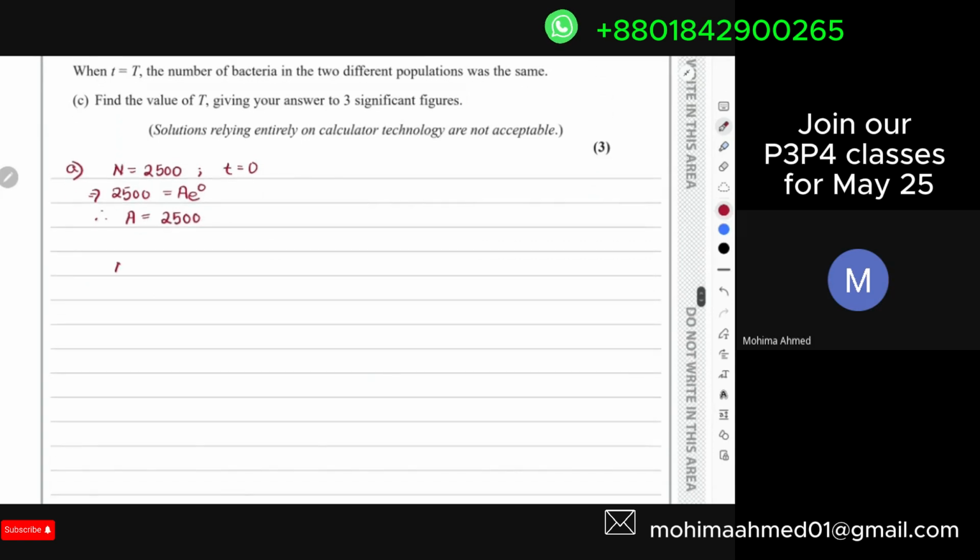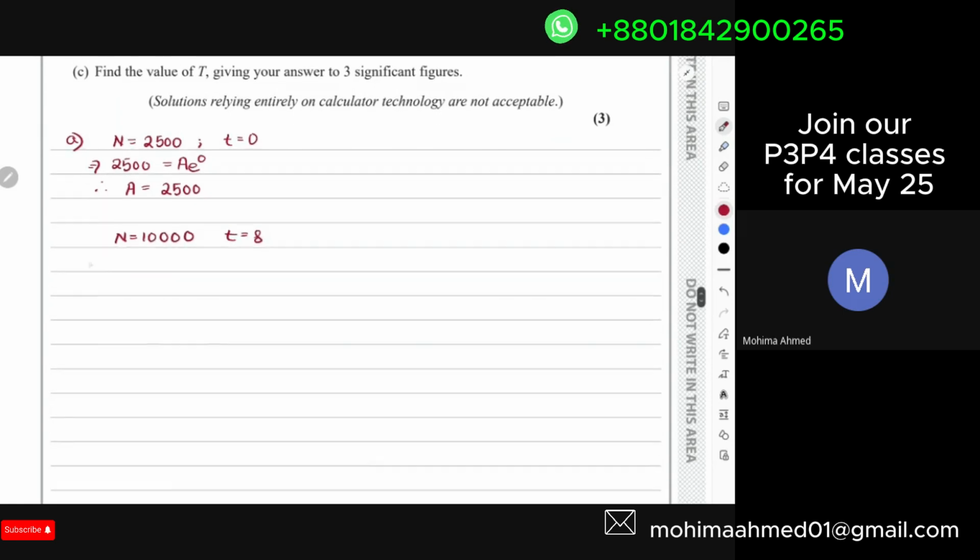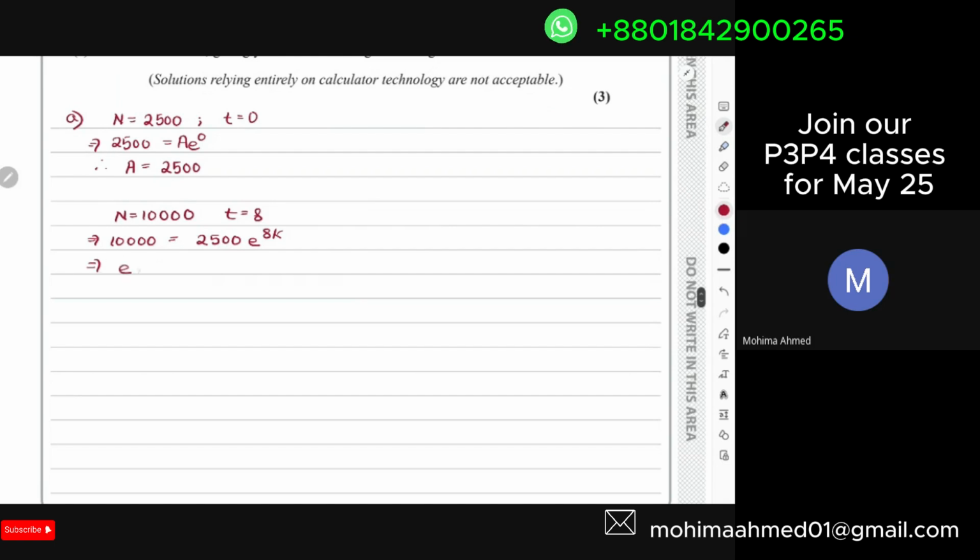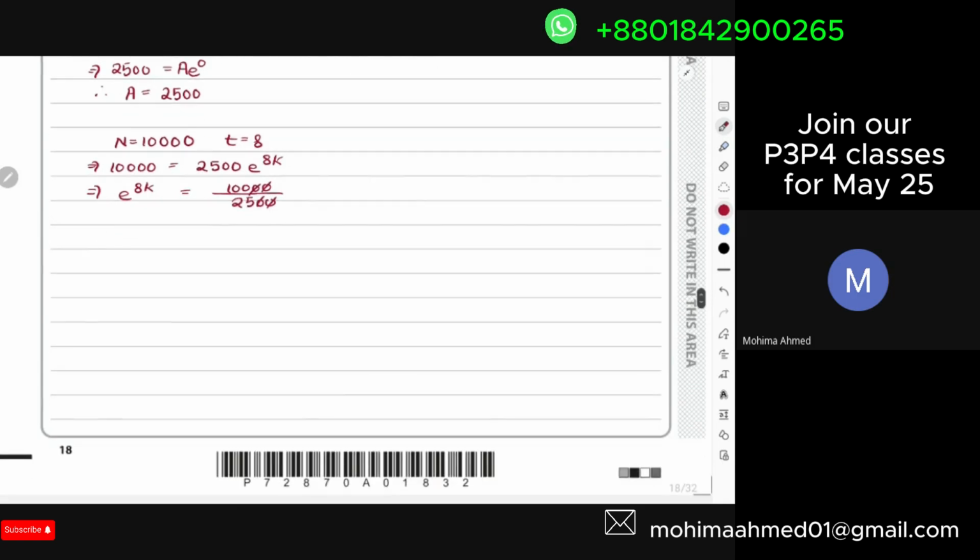Then the other information was N is 10,000 when t equals 8. That means we have 10,000 equals 2,500 times e^(8k). Divide this by 2,500, so we have e^(8k) equals 10,000 divided by 2,500. That is just going to be 4. So you get your 8k as ln 4, right? Because the exponential on the right-hand side becomes ln. Finally, the value for your k is going to be 1/8 ln 4.